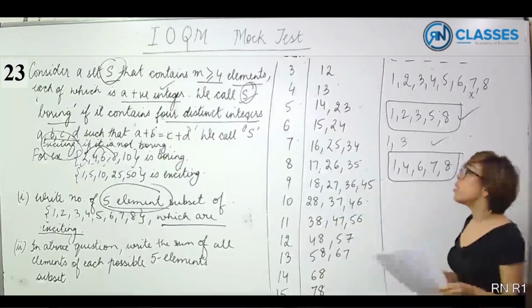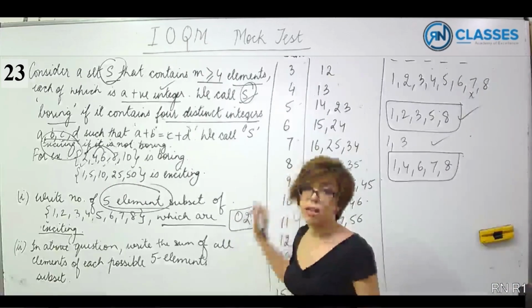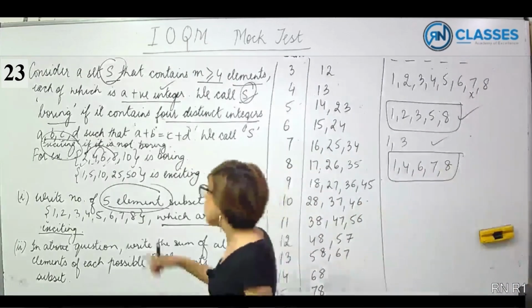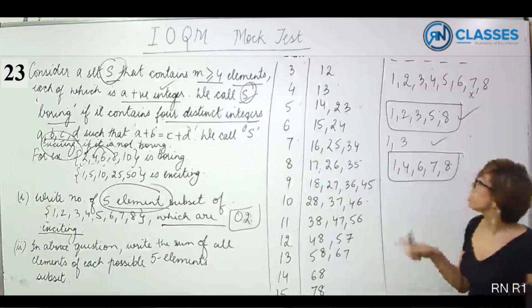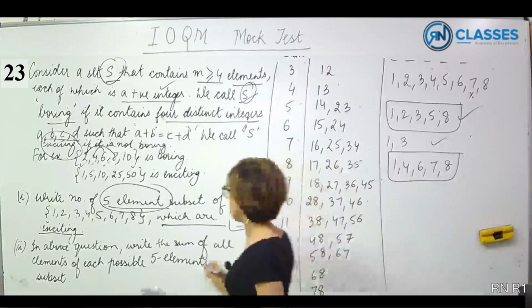Right? So he asked, write the number. So there were just 2. 0, 2 is the answer. Now, second part was related to this one. He says, in above question, write the sum of all elements of each possible 5-element subset. So you need to add these and write the answer, and that will turn out to be 45.